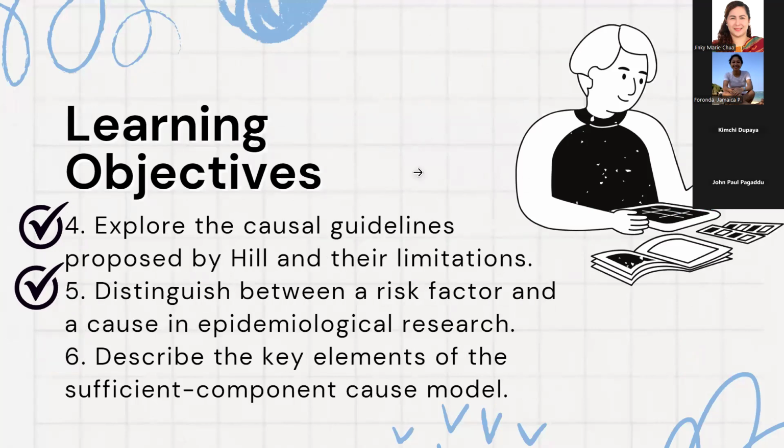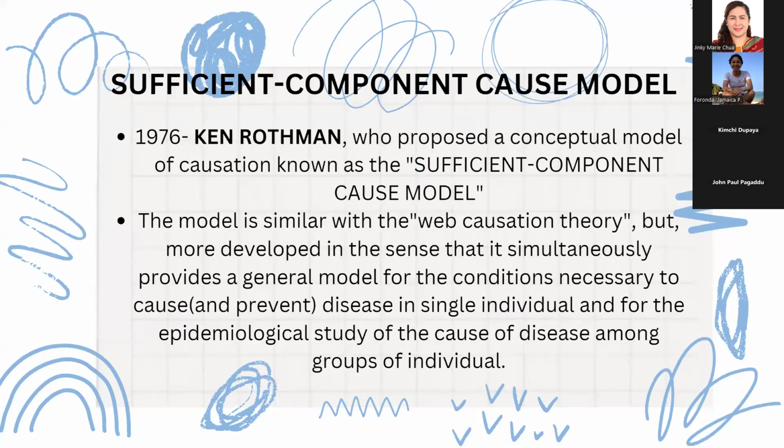The sufficient component cause model: in 1976, a scientist named Ken Rothman proposed a conceptual model of causation known as the sufficient component cause model. This model is similar to the web of causation theory, but more developed in the sense that it simultaneously provides a general model for the conditions necessary to the cause and prevention of disease in a single individual and for the epidemiological study of the cause of disease among groups of individuals.